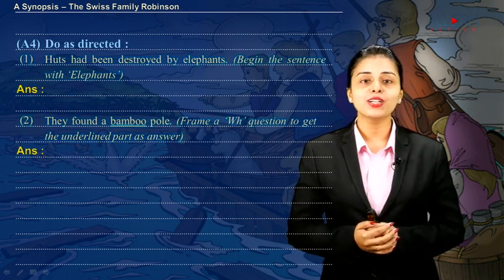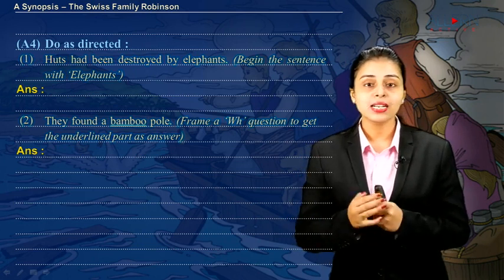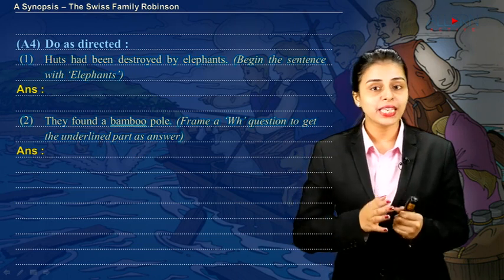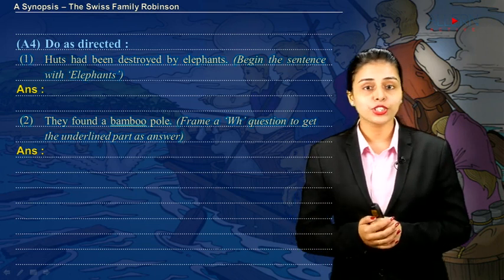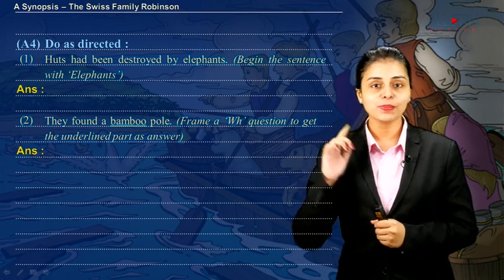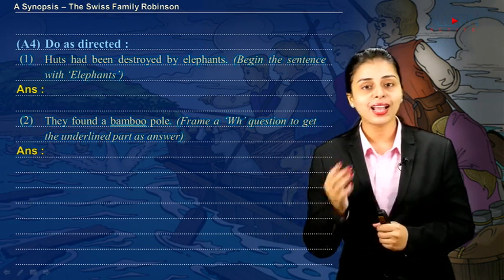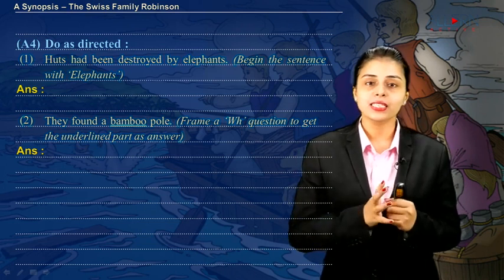Now moving ahead to some grammar questions. The first one over here: huts had been destroyed by elephants. You have to begin the sentence with elephants. Now this simply means a question from the topic of change the voice. Now this particular sentence is in the passive voice and we have to change it into the active voice. Now in order to do that, we have to follow certain steps.